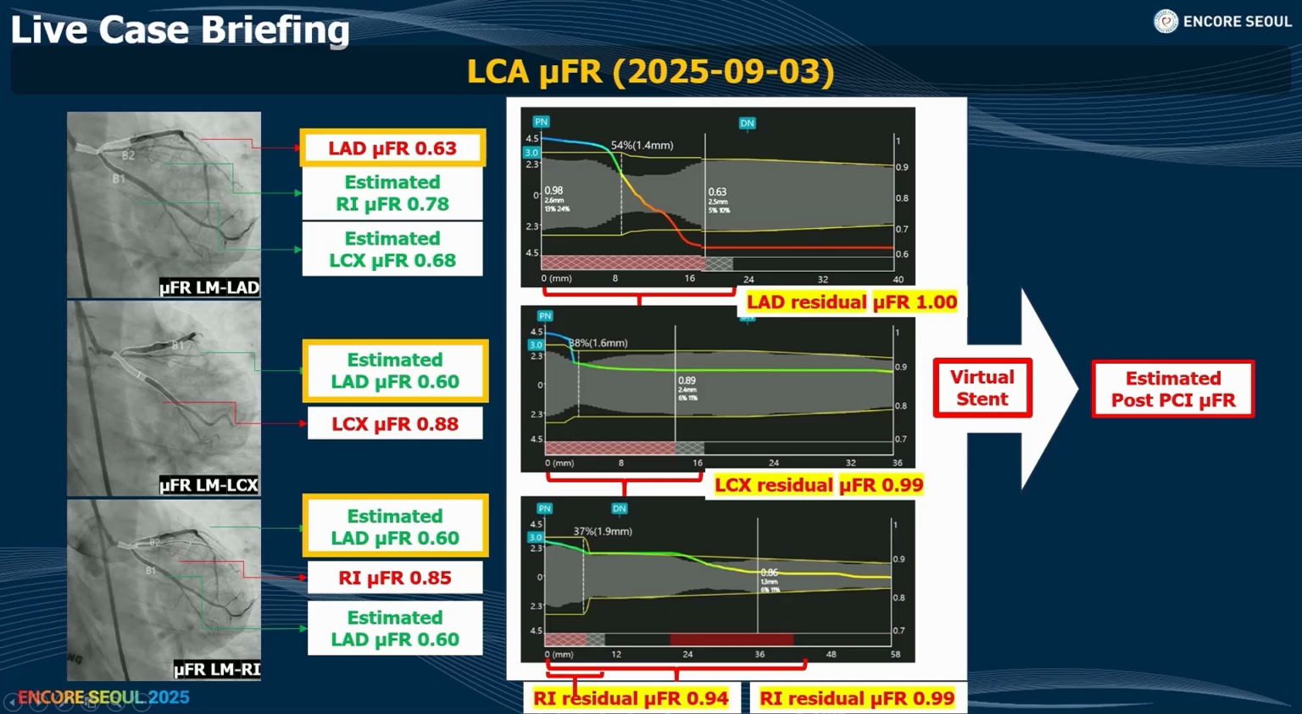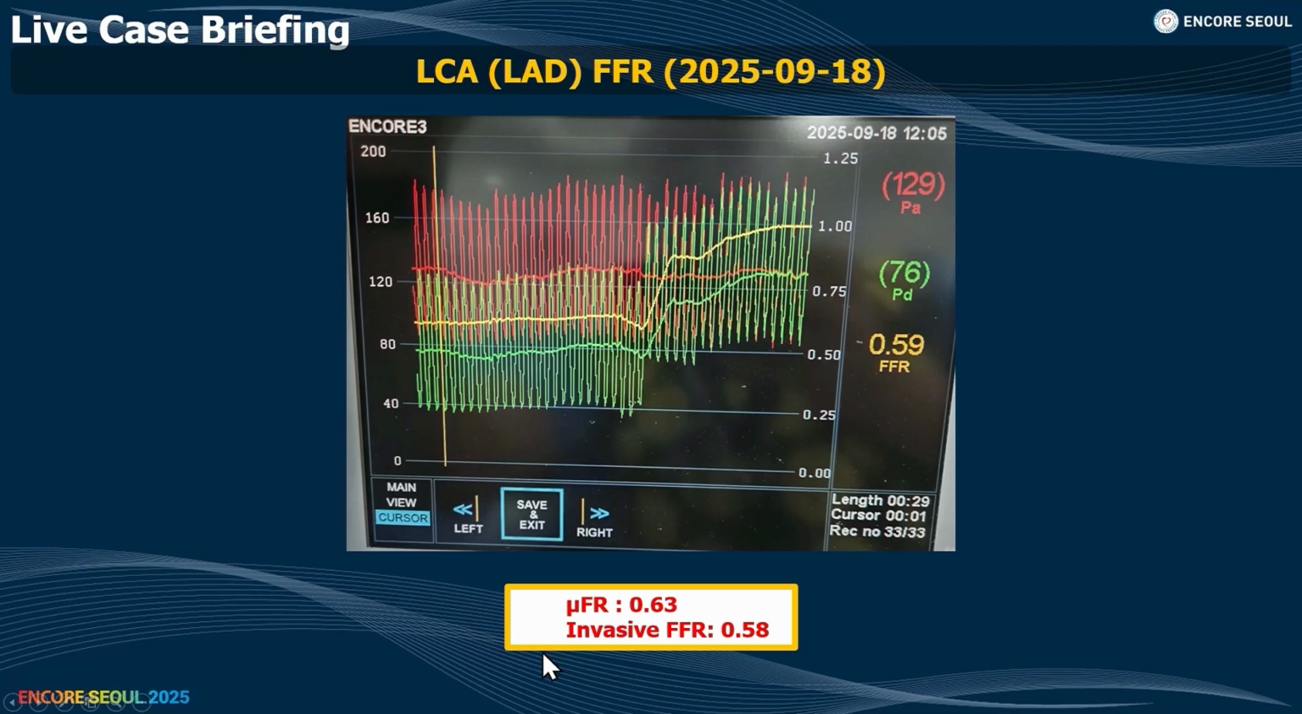So we also measured the μFR value for each vessel. The LAD μFR 0.63 and circumflex 0.88 and ramus intermedius 0.85. Okay, next slide. So we also measured FFR for LAD. Yes, so the value was 0.58.